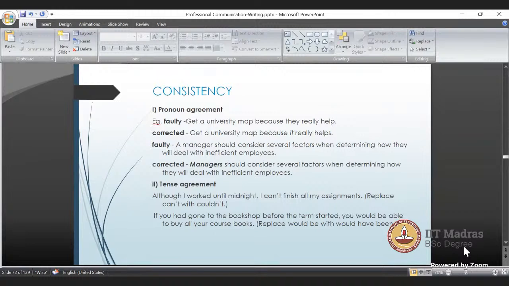Okay. The second example: a manager should consider several factors when determining how they will deal with inefficient employees, can be corrected to managers should consider several factors, and so forth. Okay, so "a manager" is changed to "managers." Fine. Now you can ask, but what we did is we changed the number of the subject. Why did we do that? That is because look at that sentence. The sentence talks about what the managers are supposed to do, right? This is about the role and the duty of a manager, which is a general statement.